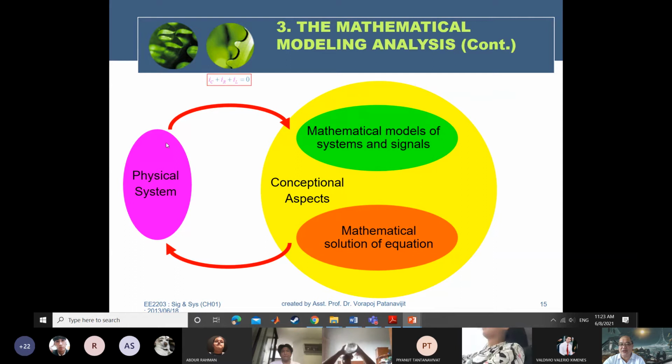Now, in the real case, what happened? If the physical system is a parallel RLC circuit, you can apply KCL, Kirchhoff's current law: IC plus IR plus IL equals 0. After that, you substitute IC, IR, and IL, write them as mathematical equations, formulate and simplify them. After you get the final equation, you can solve it.